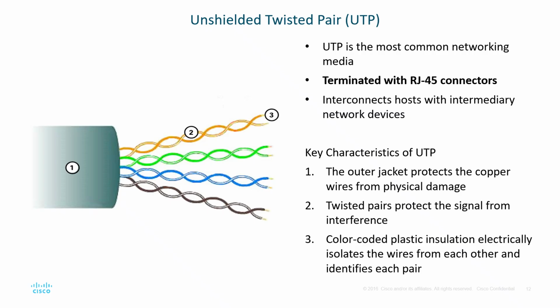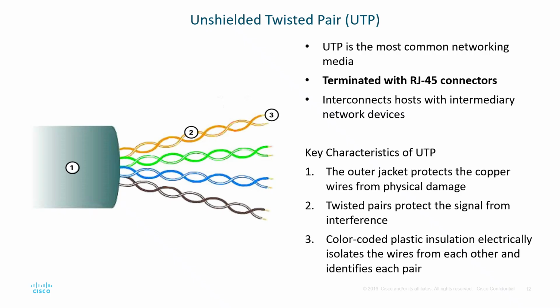So not only does Cisco need you to know what type of cable it is, but they also need you to know what the terminator, the connector on the end of that cable, is. It interconnects hosts with intermediary network devices.